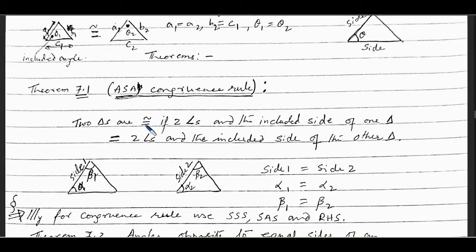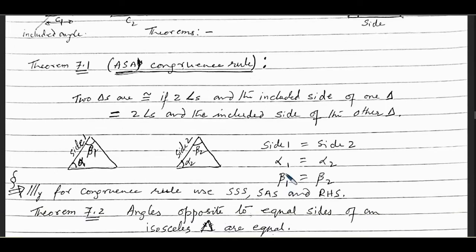Two triangles are congruent if two angles and the included side of one triangle are equal to two angles and the included side of the other triangle. This is the included side between the two angles. That is, side 1 equals side 2, alpha 1 is equal to alpha 2, and beta 1 is equal to beta 2, which I have written.